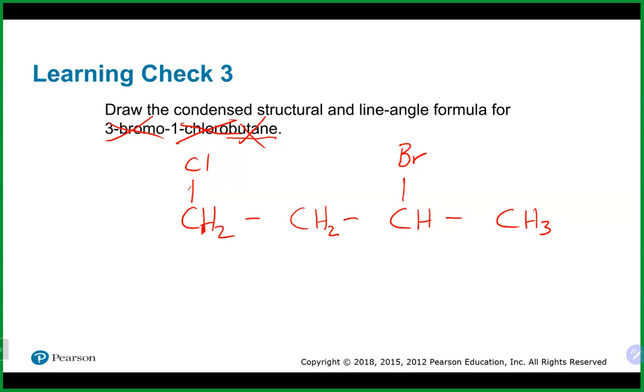So always work backwards, and the name is the best way of doing it. Start with just the carbon skeleton, add on all the groups that are attached, and then at the end, just fill it up with hydrogens till you get to 4 bonds. Any questions on that?